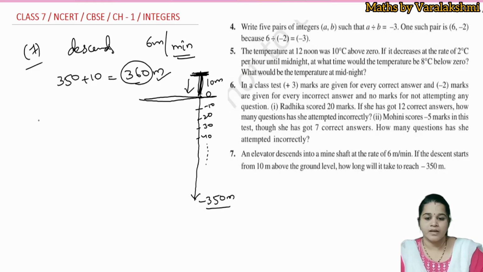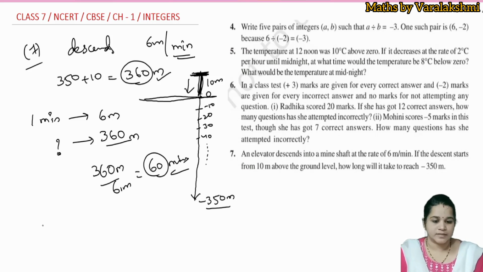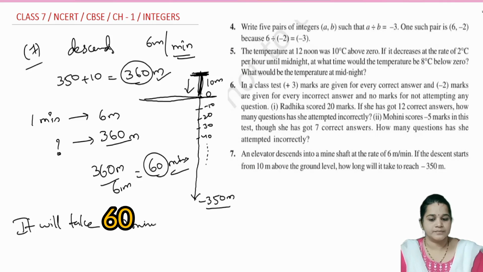But for 1 minute it will go 6 meters. Then for how many minutes will it reach 360 meters? Simply we divide it by 6 meters. 360 meters by 6 is equal to 60 minutes. So the elevator will take 60 minutes to reach minus 350 meters below the ground level.